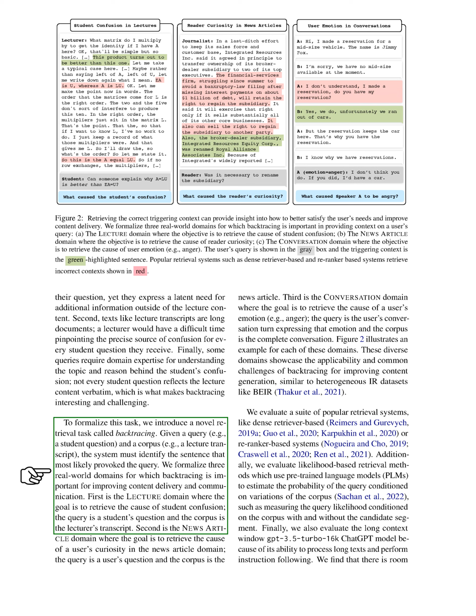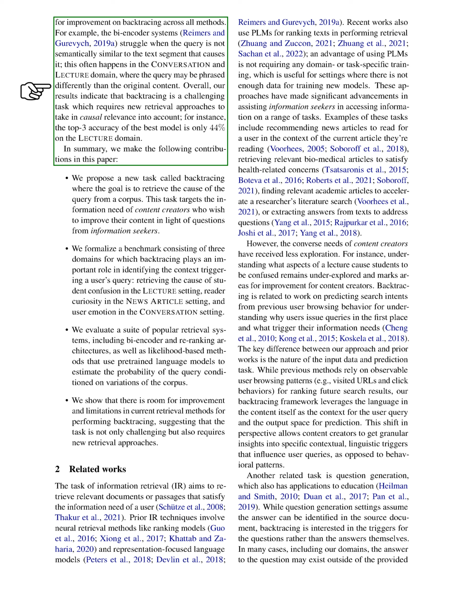To address this challenge, we introduce a new task called backtracing. The goal of backtracing is to identify the sentence in a corpus, such as a lecture transcript, that most likely led to a query, like a student's question. We focus on 3 real-world domains where backtracing can significantly improve content delivery and communication. The lecture domain, aimed at identifying the cause of student confusion. The news article domain, focused on pinpointing what sparked a user's curiosity in a news article. And the conversation domain, which seeks to understand the cause of a user's emotional response, such as anger, in a conversation.